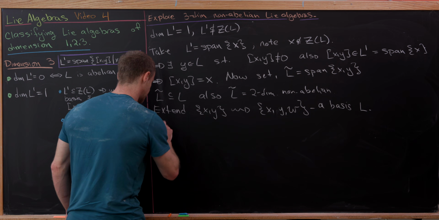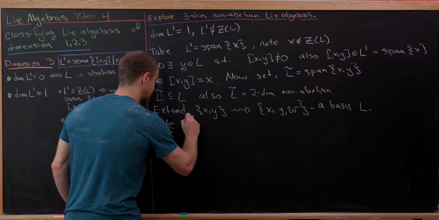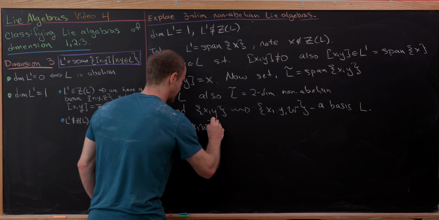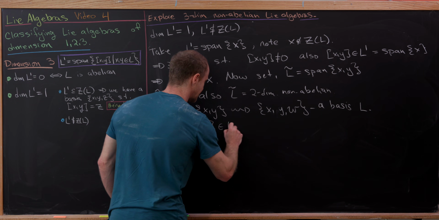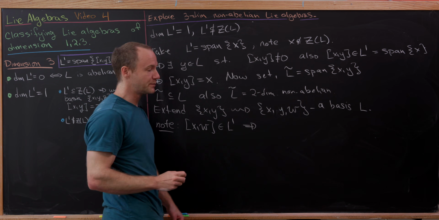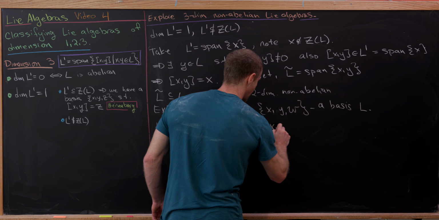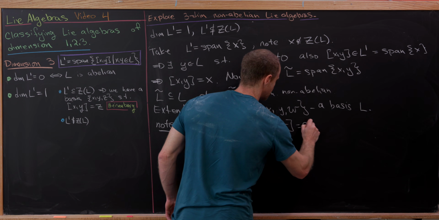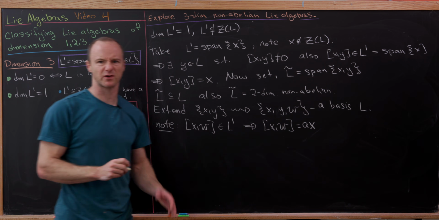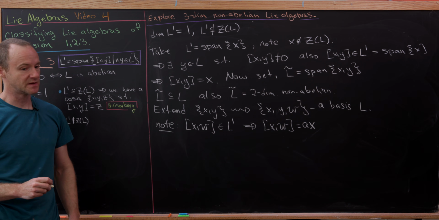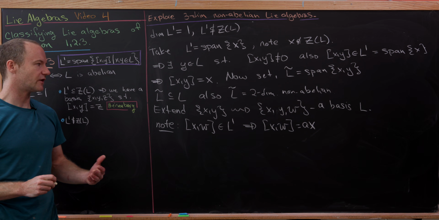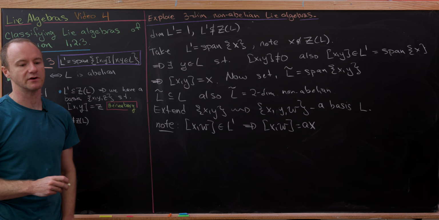And then let's note that if we take the bracket of x with w, we're going to get something inside of L prime, but that means that the bracket of x with w is simply equal to a times x for some value of a. In this case, that value of a could be equal to 0.